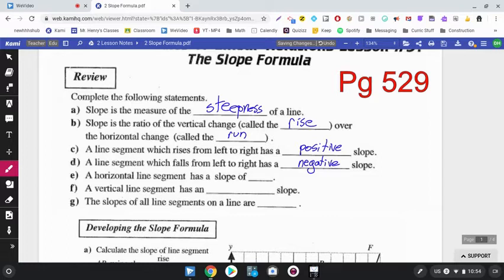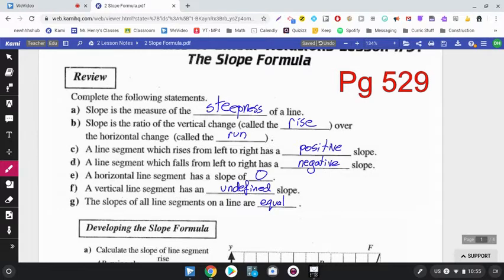A horizontal line segment has a slope of 0. A vertical line segment has an undefined slope. And that was because we can't divide by 0. I have no run and I can't divide by 0. The slopes of all line segments on a line are equal or the same. Which is, if I have a line, take any 2 points on that line, find the slope, and you just found the slope for the whole thing.